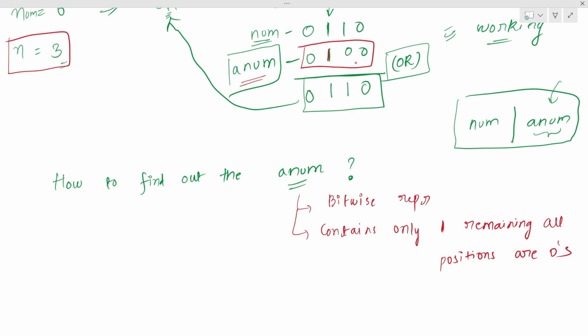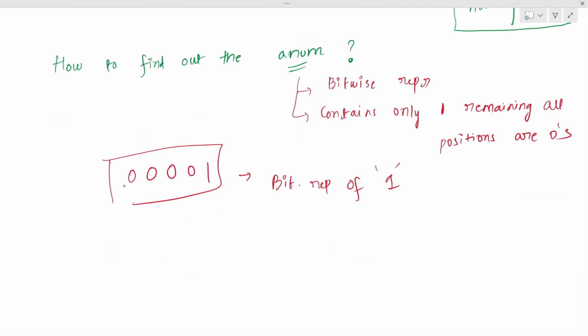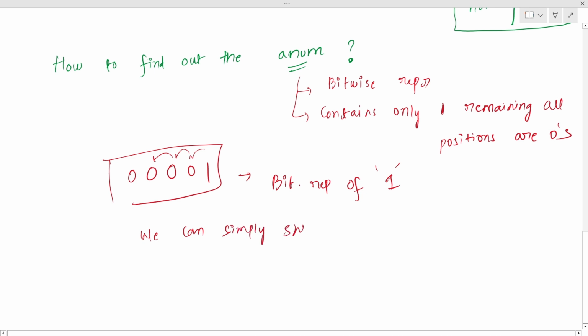Now you might be getting one idea. There is only one 1. That means you know the representation of one. This is the bitwise representation of one, right? Now what we can do, guys, we can simply shift this one to the nth position. That's it. That will give you a num.